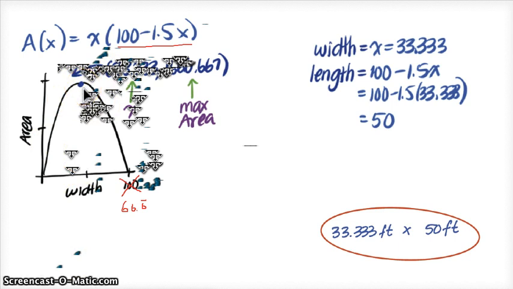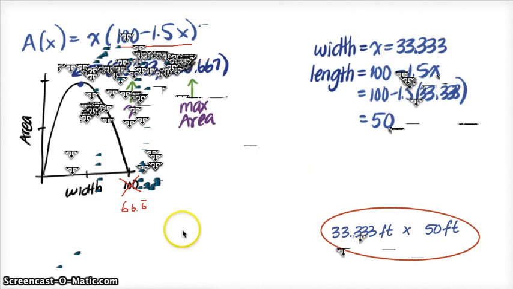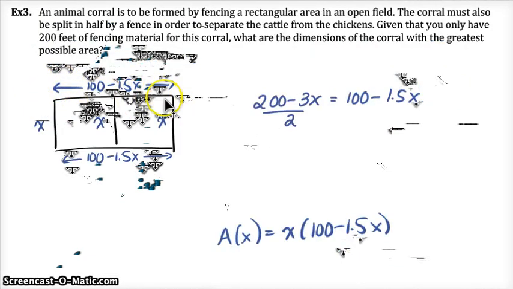And from that, of course, we can get the area by multiplying 33 and 1/3 times 100 minus 1.5 times 33.3, plugging in 33.3 for x, and there's our maximum area. So there's your width and there's your length. Actually, it turns out to be exactly 50. So the dimensions are 33.3 and 50. 50 is the dimension that goes this way, and this is the 33.3. It's not interchangeable at all.